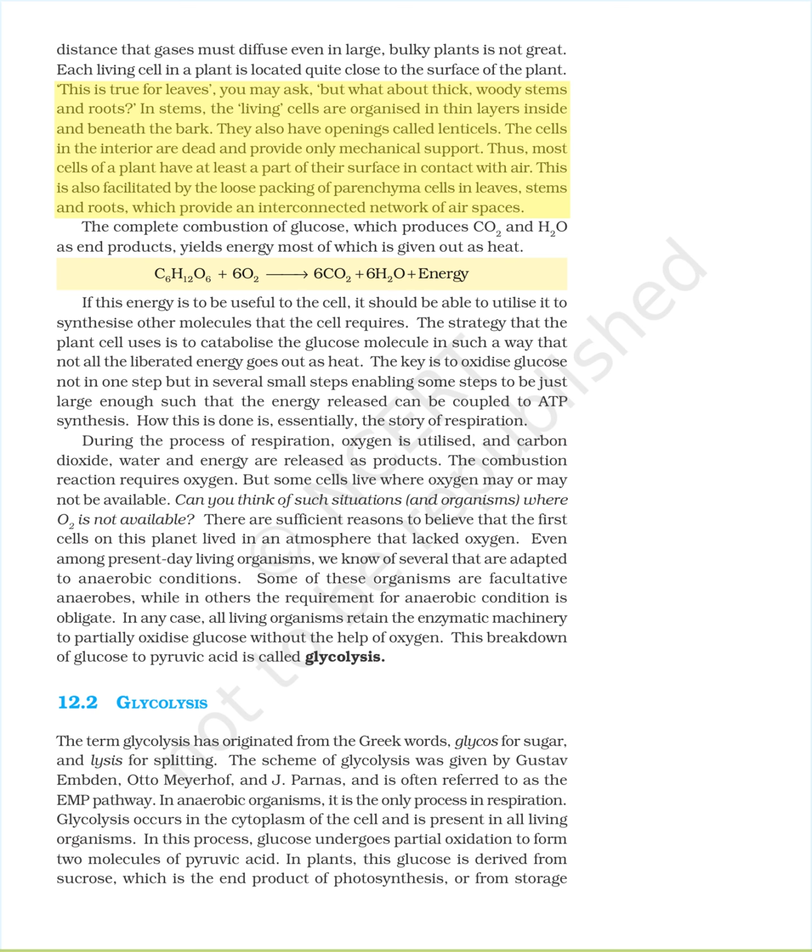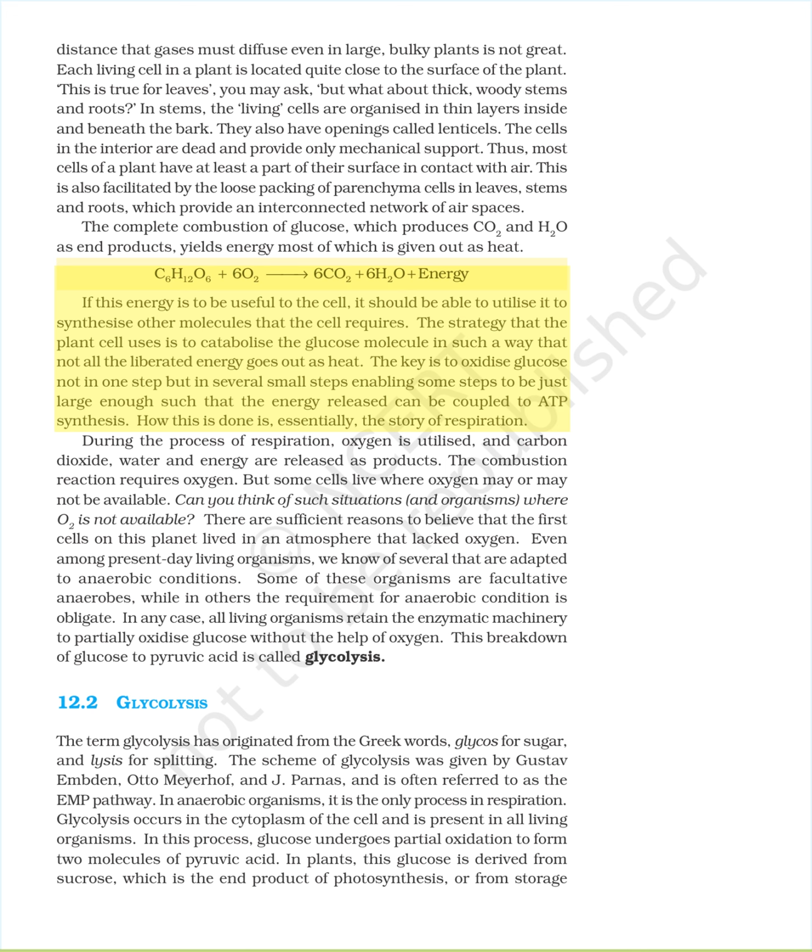This is also facilitated by the loose packing of parenchyma cells in leaves, stems, and roots, which provide an interconnected network of air spaces. The complete combustion of glucose, which produces CO2 and H2O as end products, yields energy, most of which is given out as heat. C6H12O6 + 6O2 → 6CO2 + 6H2O + energy.